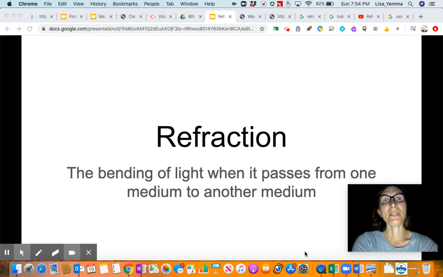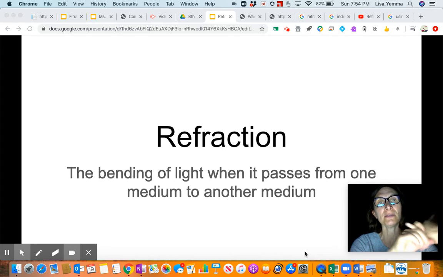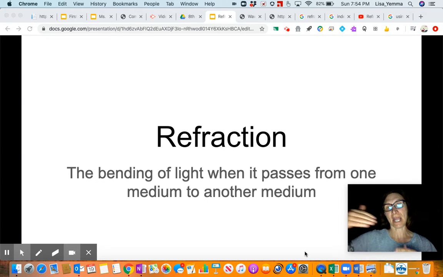We are going to continue our discussion on waves and how waves act. We discussed last class reflection, and how off of mirrored surfaces, light waves can actually reflect, and depending on the shape of the surface determines the angle of reflection. Today, we're going to discuss refraction. The general definition of refraction is the bending of light when it passes from one medium to another medium.